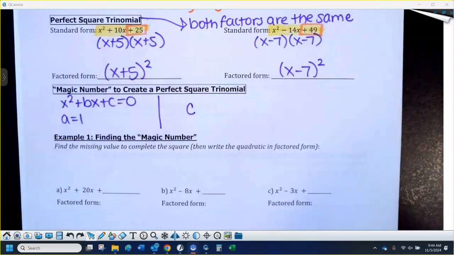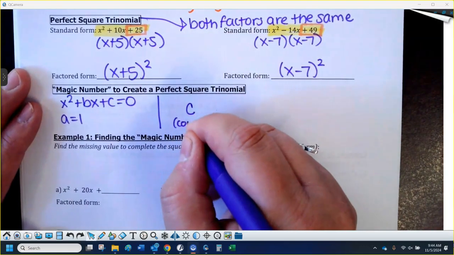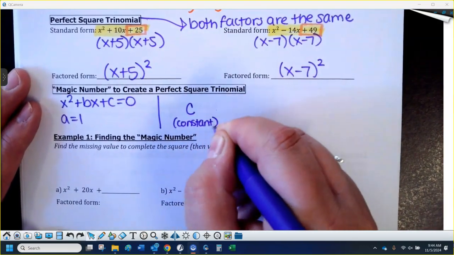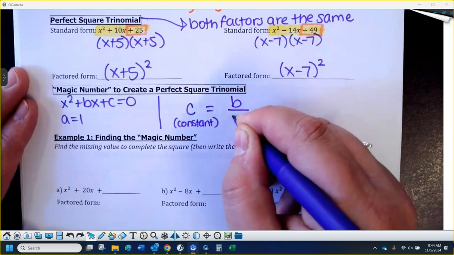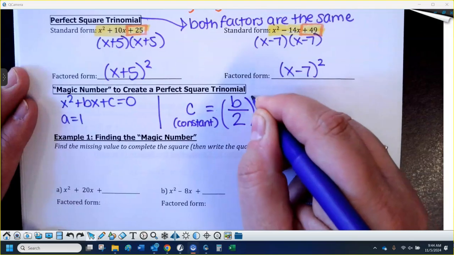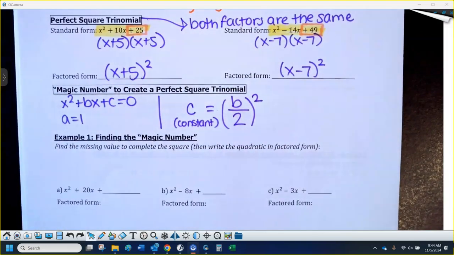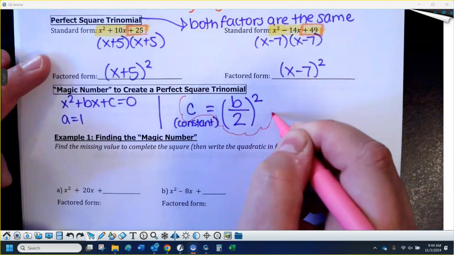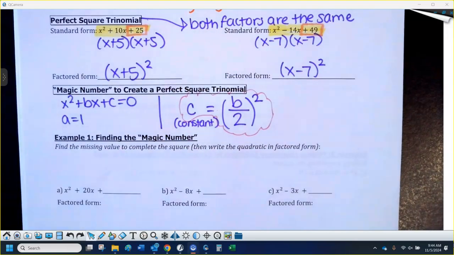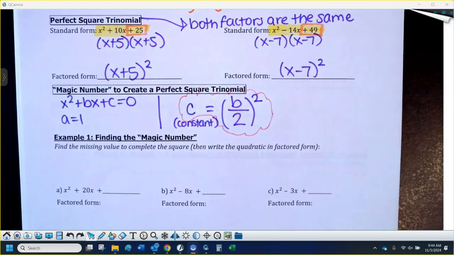So if that's the case, here's how you do this. The c value, your constant, that's my plain number, has to be equal to the b value divided by 2 squared. I call that the magic number that we're going to add to both sides of the equation when we actually get to work with this. But the plain number has to be the b value divided by 2 squared.